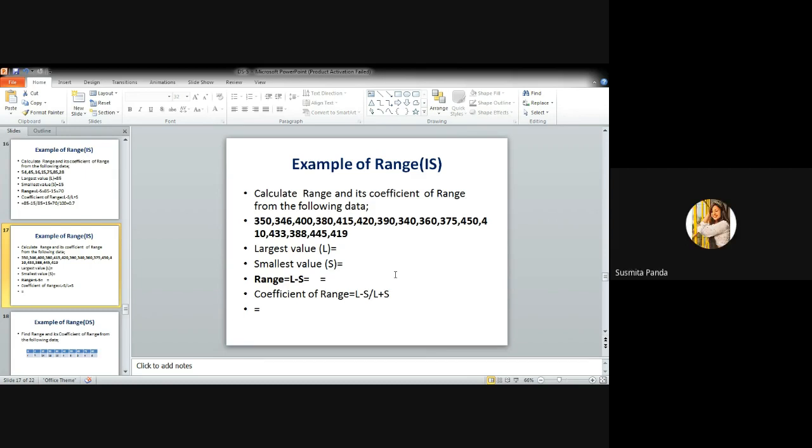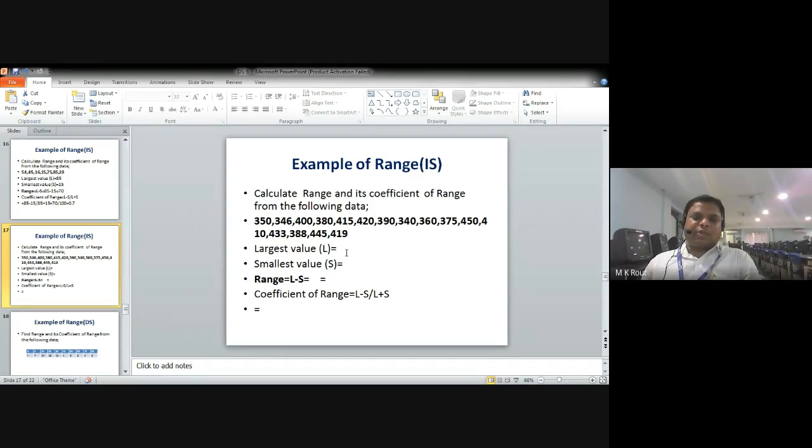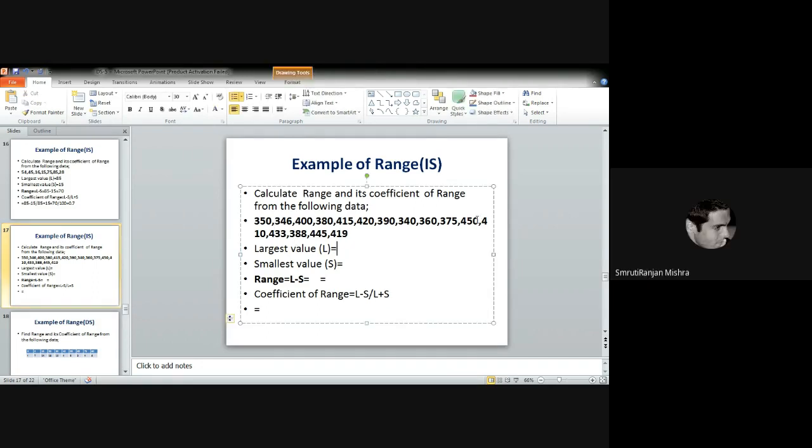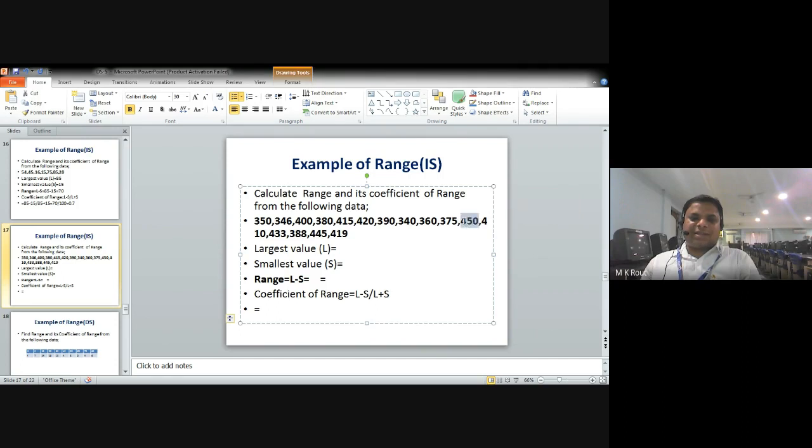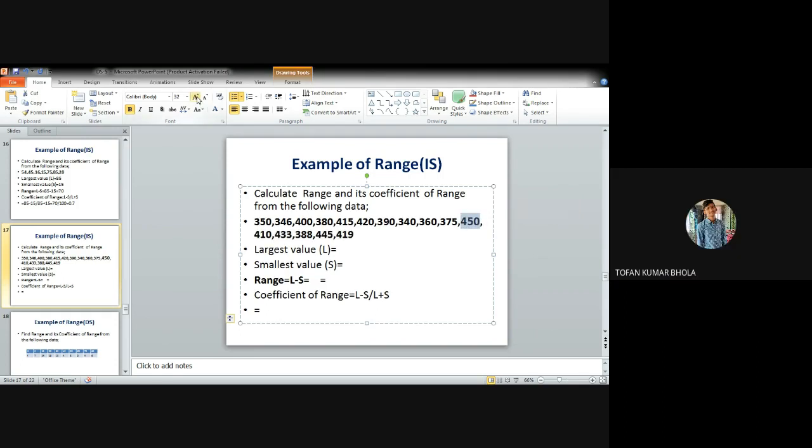450 is there. That's why I mentioned so many words in this case, I just enlarge this particular one. This is the highest number, 450.